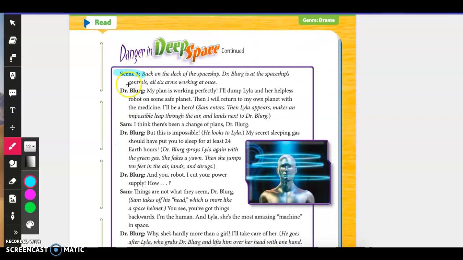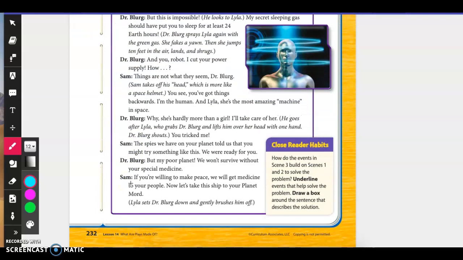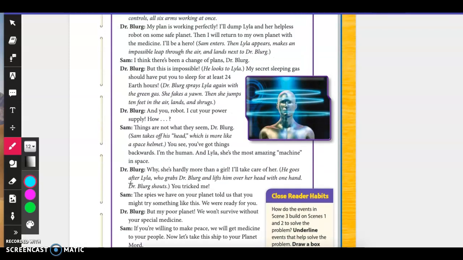So we see that we have Dr. Blurg, Sam. So Lila is not in this scene. It's just Dr. Blurg and Sam. Oh, no, she does appear. It says, then Lila appears, makes an impossible leap through the air, and lands next to Dr. Blurg. So we're going to see how this play ends up ending.